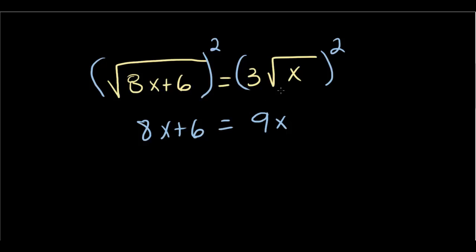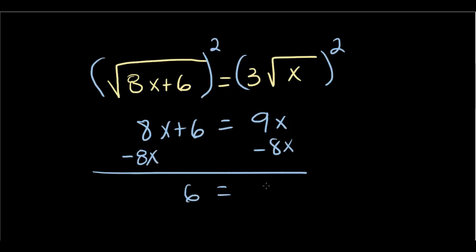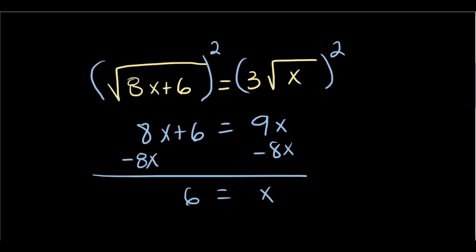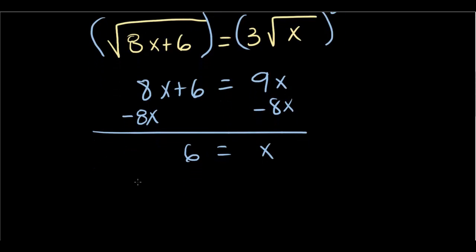And then the square root of x times the square root of x is just x. From here, we're going to have a simple equation. We subtract 8x from both sides, and that is going to give us 6 equals x. And again, as usual, you always want to go back and test the answer to see if it is a valid answer.